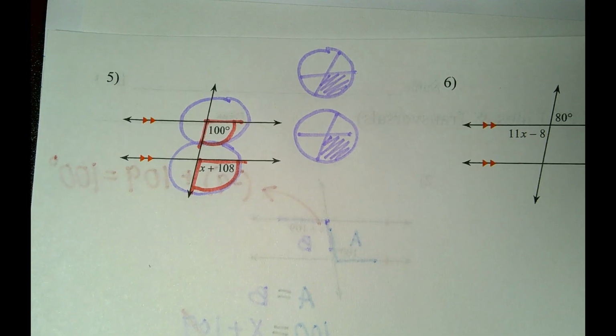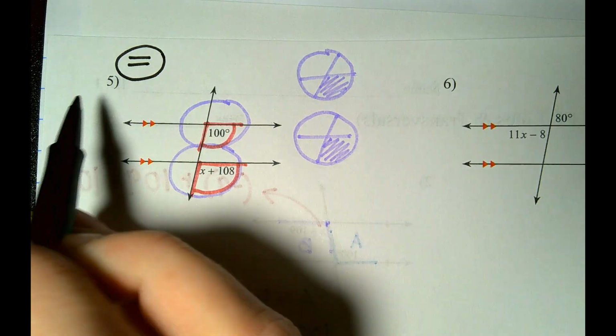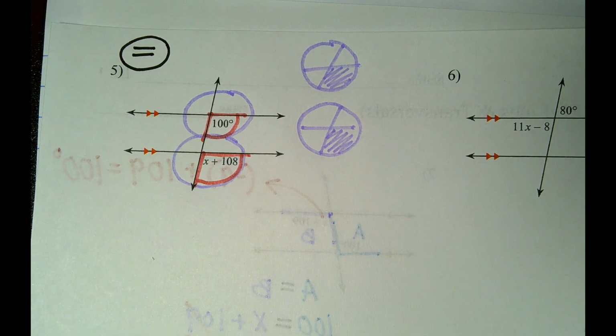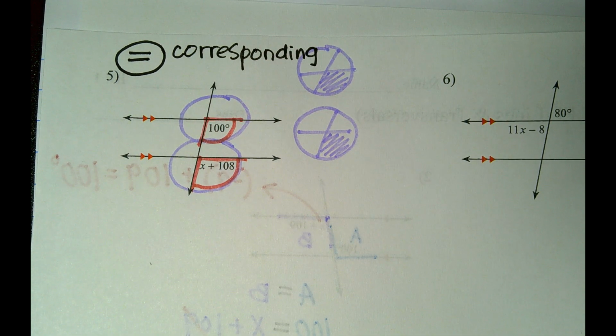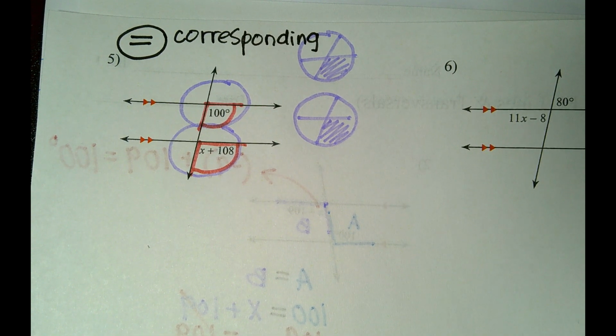Let's practice recognizing that. So number 5, I'm going to write an equal sign so that when we go back to it, we know we're setting them equal. And if you want, we could even write that they're corresponding. They're equal because they're corresponding. They're in the same spot on those pies.